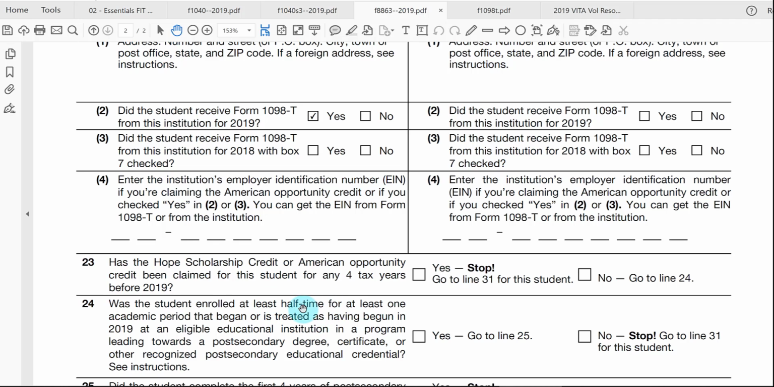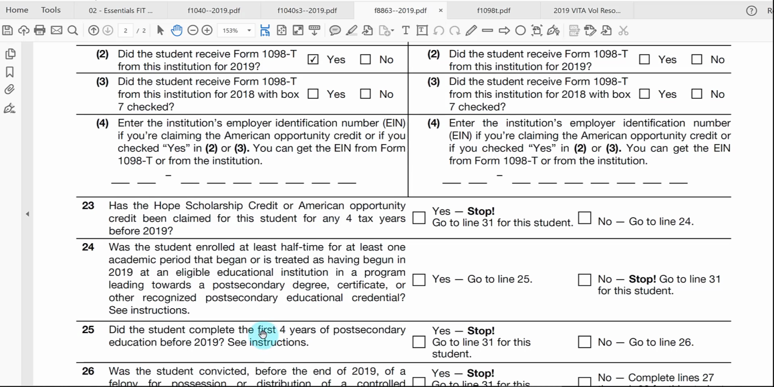If you're less than half-time, then maybe you're eligible for the lifetime learning credit. Here it's asking about another four-year test. You see this four-year, this is tax years. This four-year test here is grade years, like freshman, sophomore, junior, senior. In other words, it's asking whether you've completed your bachelor's degree. If you have, then you're not eligible anymore for the American Opportunities credit.